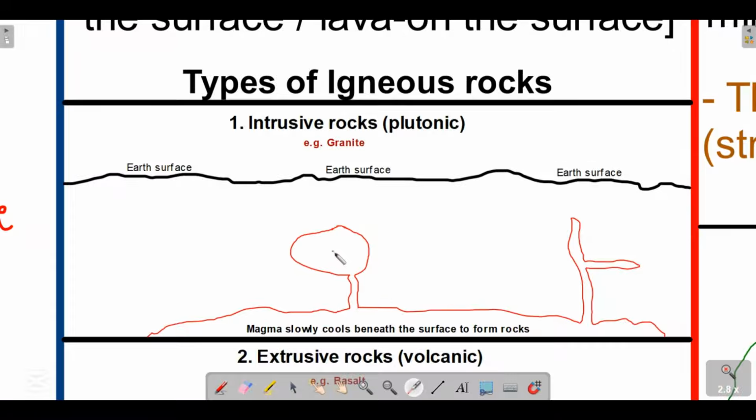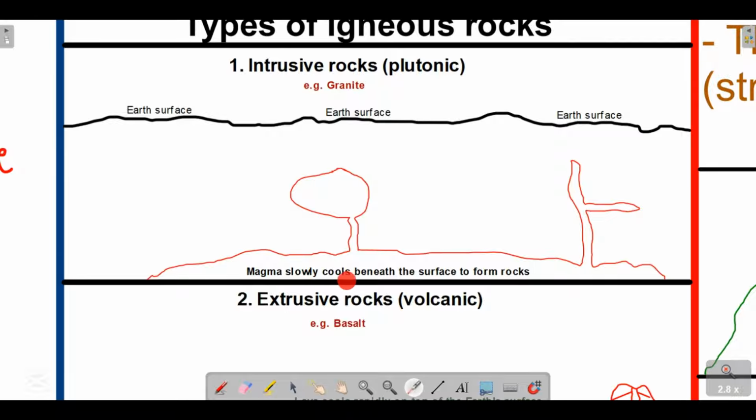Okay, so we say that these are intrusive rocks. They formed from magma that cooled down below the Earth's surface. Okay, those are your intrusive rocks. Intrusive, inside or beneath the Earth's surface. So magma slowly cools beneath the Earth's surface to form rocks. And this is quite a slow process because the temperatures are still quite high. They are not exposed to the surface, where the temperatures are really low compared to the temperatures beneath the Earth's surface. And so they take their time when cooling, and hence they form big crystals that are visible.